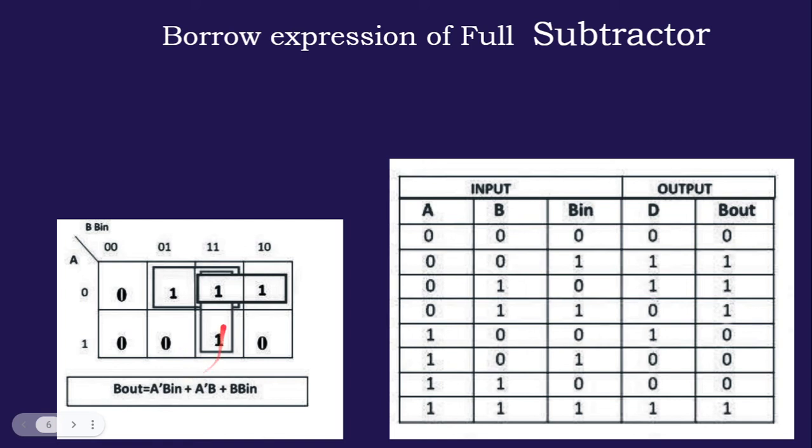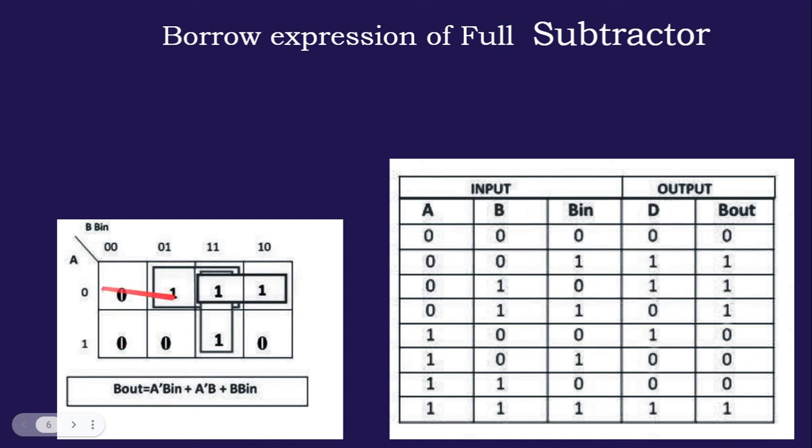Next, take these two terms. In these two terms, b in and b in bar get cancelled, and the second term remains. So a bar is common to both these terms, so this is a bar b. And finally, the next pair we can write here as b into b in.